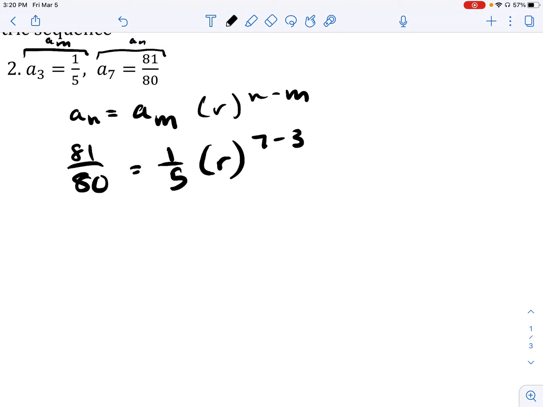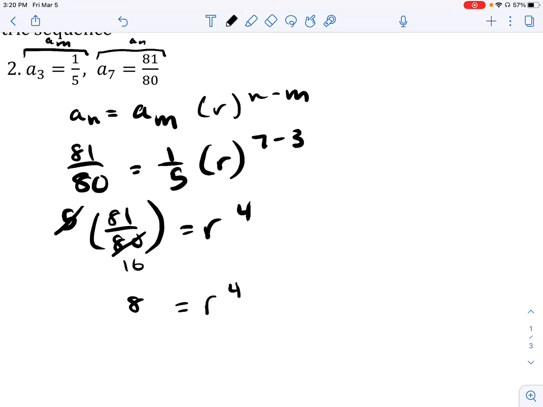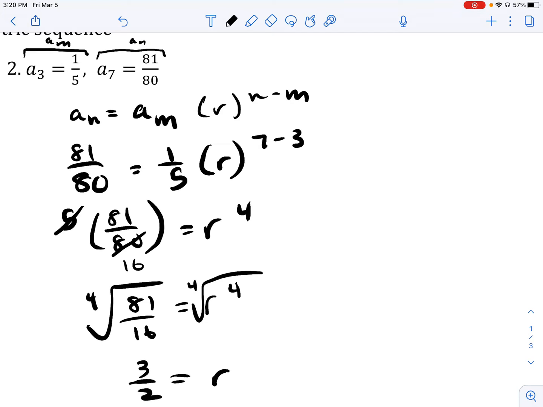So using some basic algebra, I'm just going to multiply both sides by 5. So 81 over 80 times 5 is equal to r to the fourth. 5 goes into 80 16 times. So r to the fourth is equal to 81 over 16. Now, if I want to solve for r, we can just go ahead and take the fourth root of each side. And then r is equal to 3 over 2.